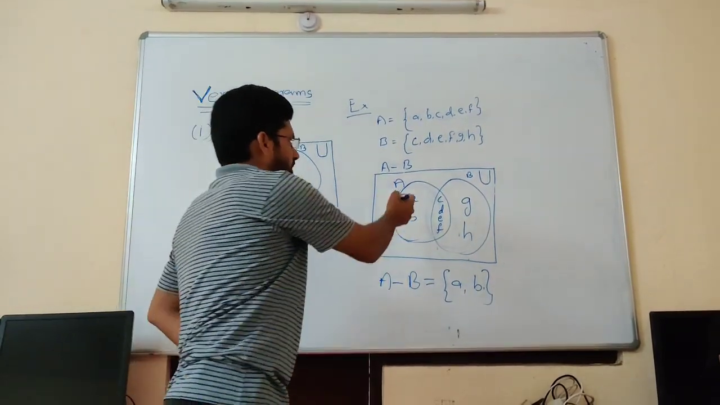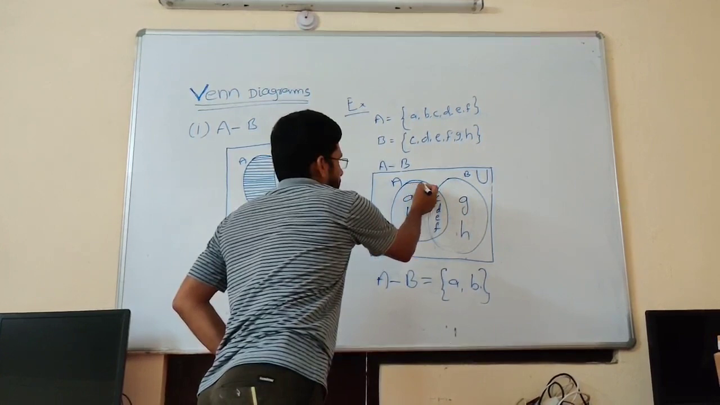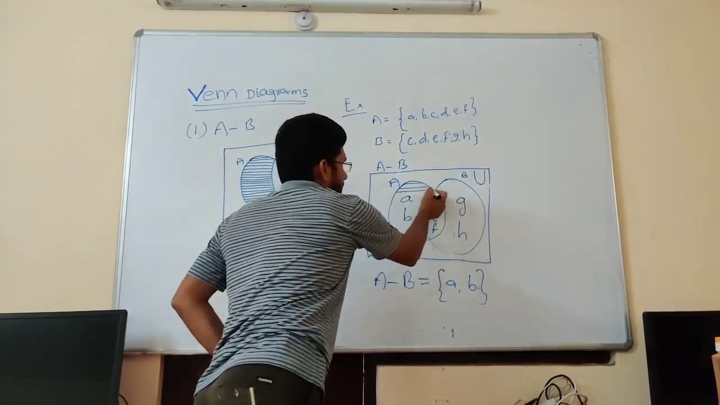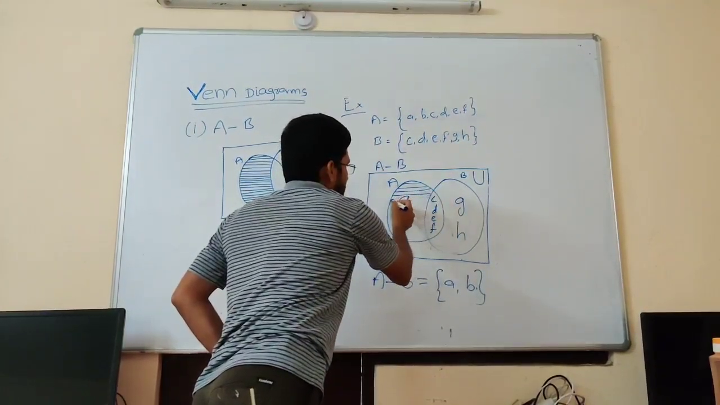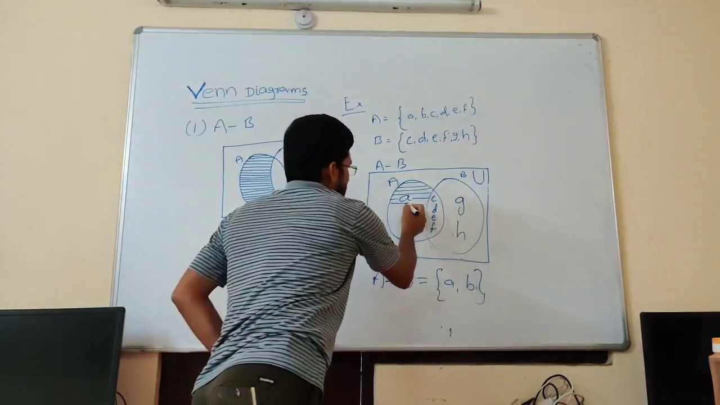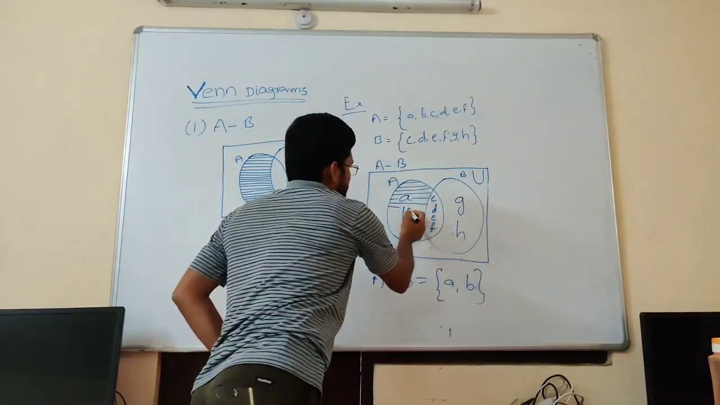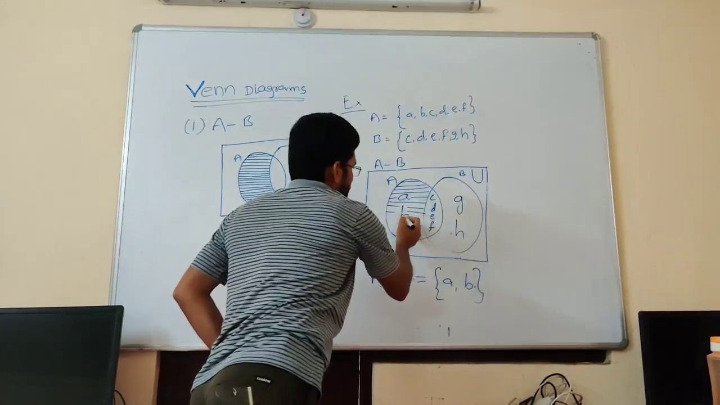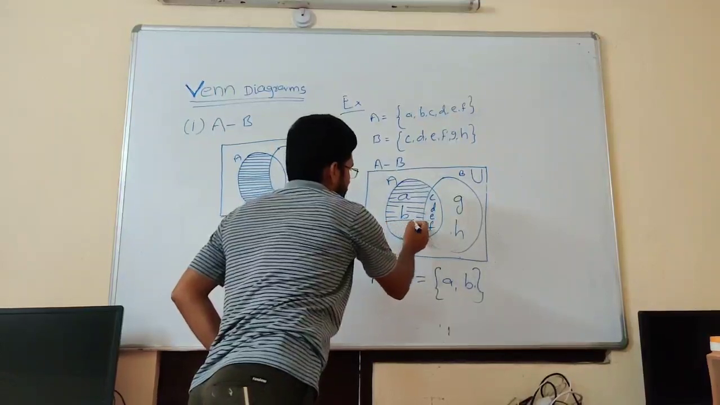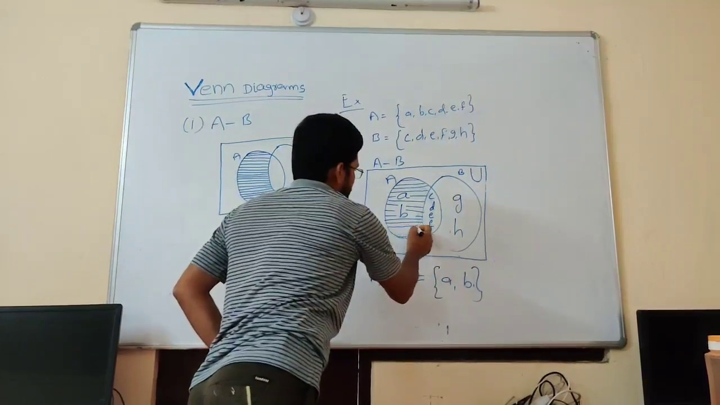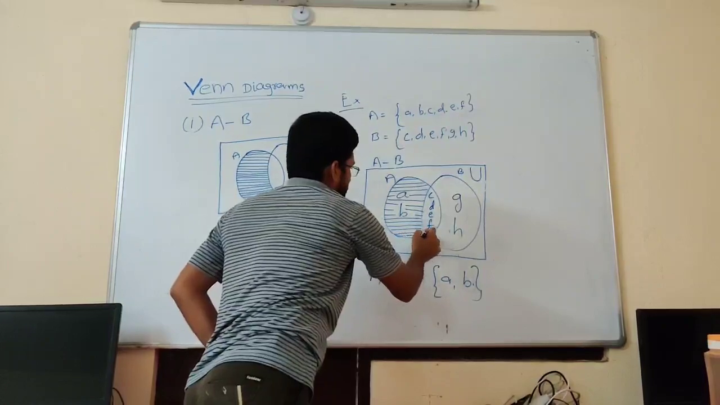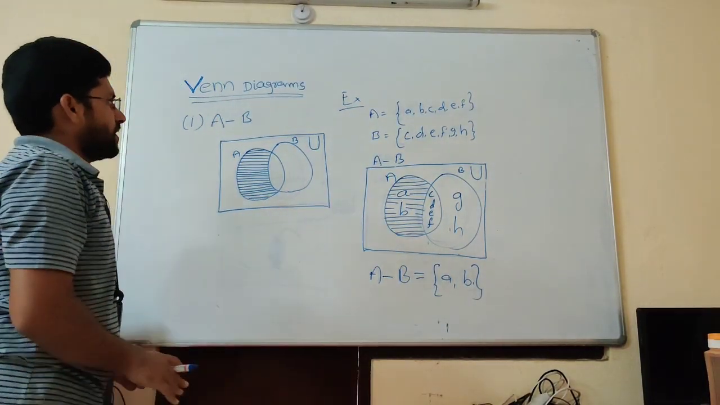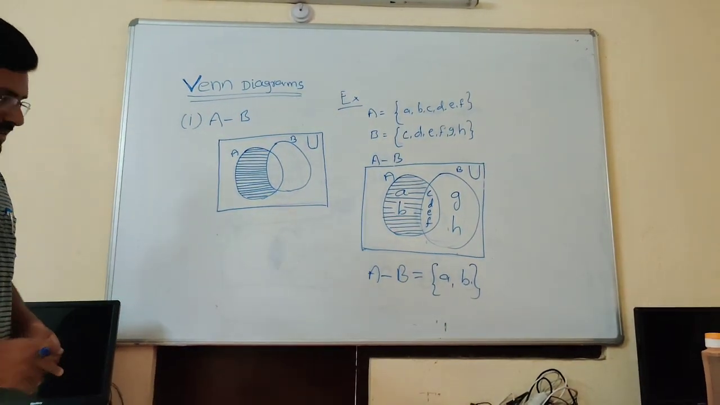So if you want, you can shade this portion, but if you go for dark shading, sometimes you cannot identify the elements. This is the A minus B Venn diagram.